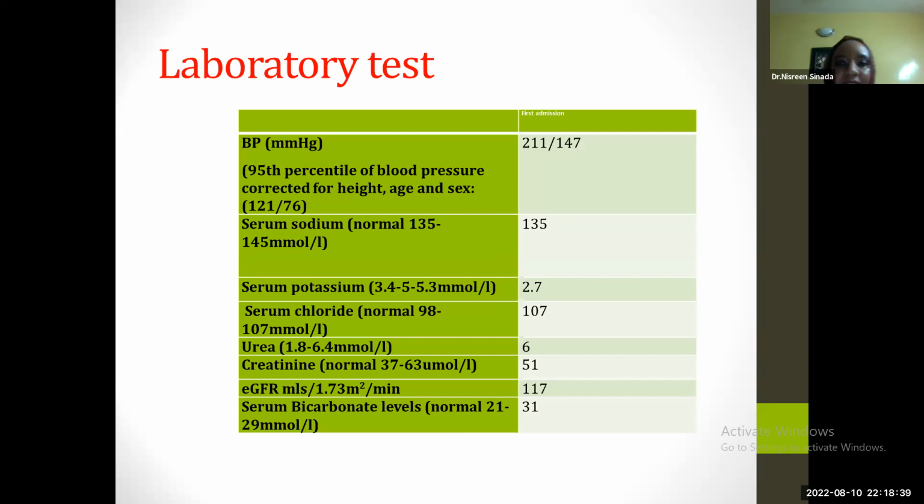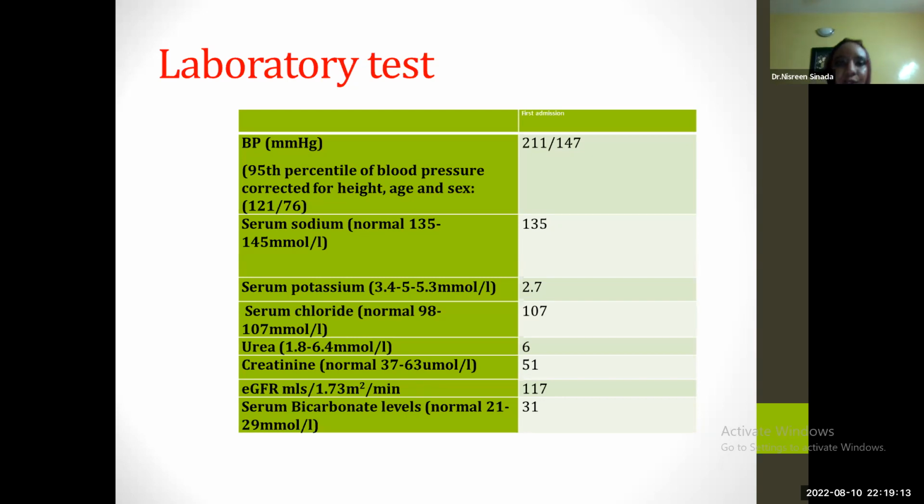As we said, the blood pressure is more than the 95th percentile. The 95th percentile for the patient is 121 over 76. And with the new guideline, it is stage 2, 95th percentile plus 12. So it is stage 2 hypertension with normal serum sodium, with low potassium of 2.7, normal upper limit of serum chloride, and the urea and creatinine are normal, normal estimated GFR, and the serum bicarb level is high.